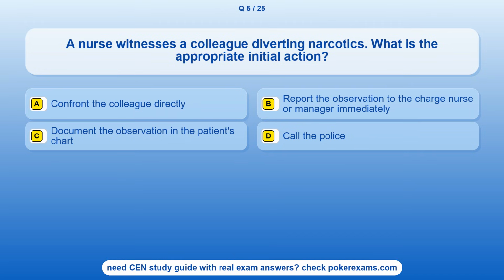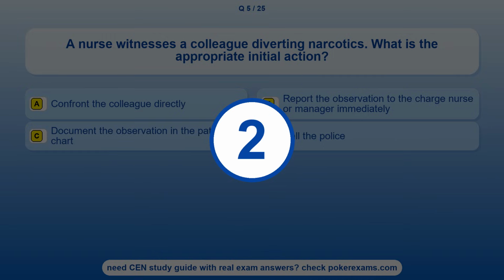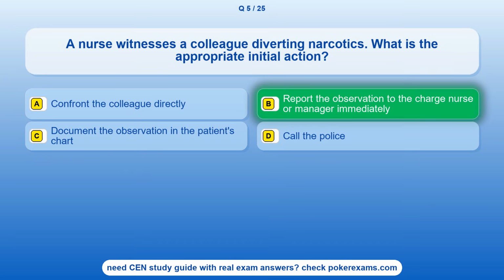Question 5. A nurse witnesses a colleague diverting narcotics. What is the appropriate initial action? Option A. Confront the colleague directly. Option B. Report the observation to the charge nurse or manager immediately. Option C. Document the observation in the patient's chart. Option D. Call the police. The correct answer is option B. Report the observation to the charge nurse or manager immediately.